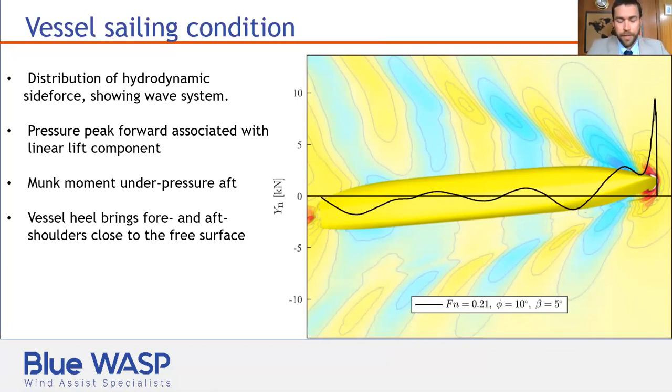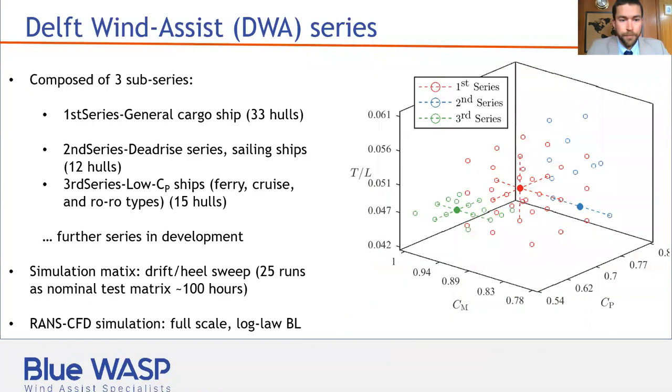This result here is from a RANS CFD calculation, full scale, with logarithmic boundary layer law for one of the hulls of the Delft Wind Assist series. That's one of the main products of my own research at the university. This is composed of three sub-series: a general cargo ship in red here on the scatter plot, a Deadrise series, which is based on the last sailing ships of the former century, and then finally, a low CP series, which would be representative of a RoPax or a cruise ship.